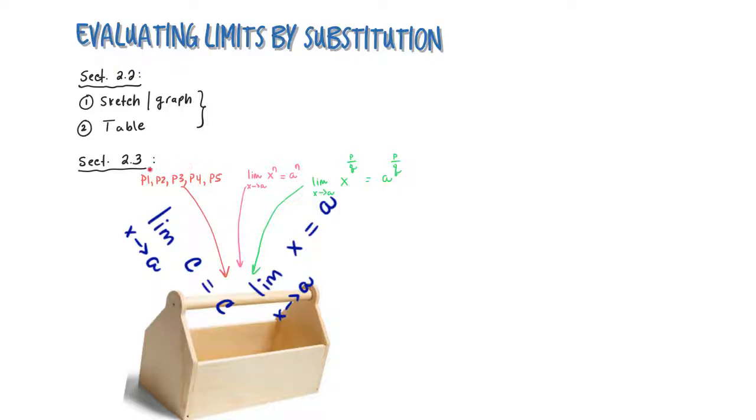Some of those tools were these properties that we developed, property 1, 2, and so forth. If you have forgotten them, please go back and re-listen to that discussion. We also talked about the limit of constant functions being equal to the value of the constant. We also talked about limits of the function f of x equals x being equal to a. We talked about limits of power functions where the exponent n is a natural number, and when the exponent is a rational number like p over q.